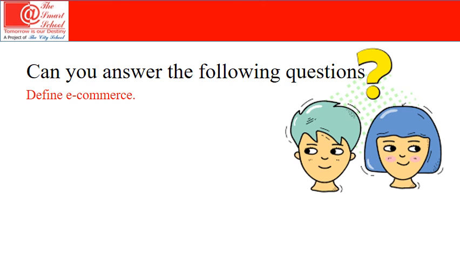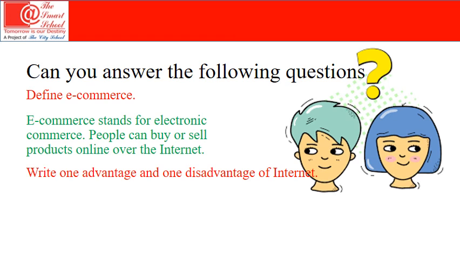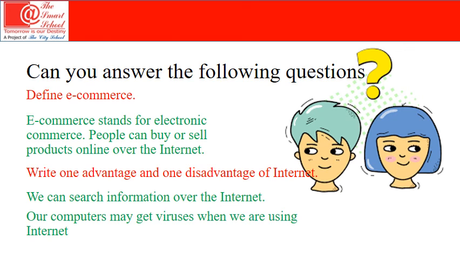Define e-commerce. E-commerce stands for electronic commerce. People can buy or sell products online over the internet using e-commerce websites. Write one advantage and one disadvantage of the internet. You can write any as you have already seen in the video. We can search for information over the internet. Our computers may get viruses when we are using the internet.